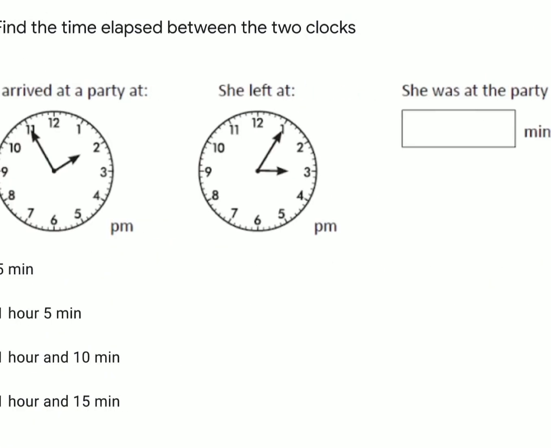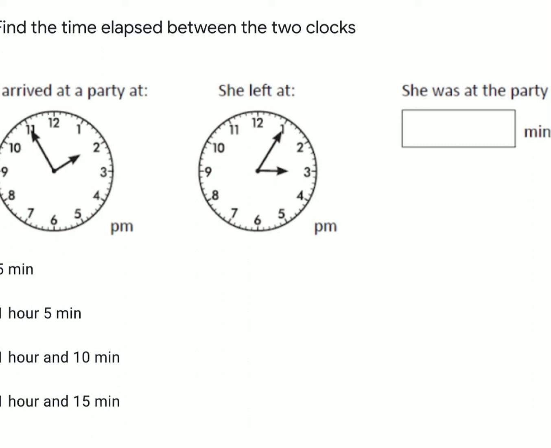Okay, question 5. Find the time elapsed between the two clocks. So it's the same thing, but this time we need to read the time from the analog clocks as well. So the first time that we've got here, we've got the hour hand pointing at the 2, or a little bit past the 2. So it's gone past 2 o'clock. It's not 3 o'clock yet. So it's 2 something o'clock. Oh, sorry, it hasn't gone past the 2. It's actually before 2. My bad.